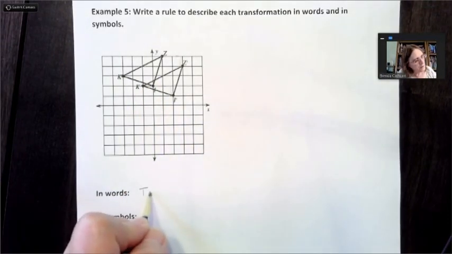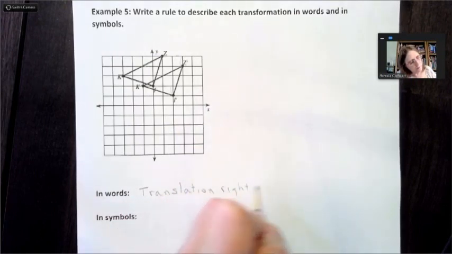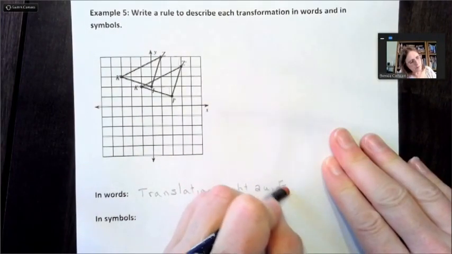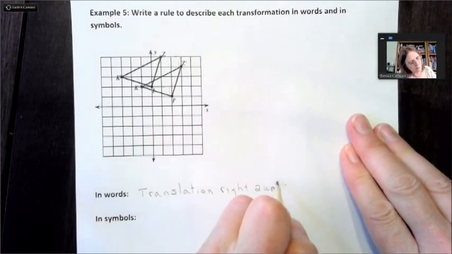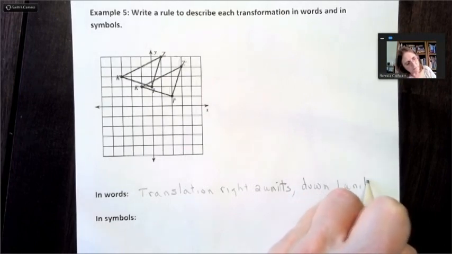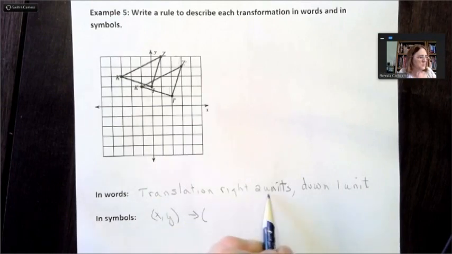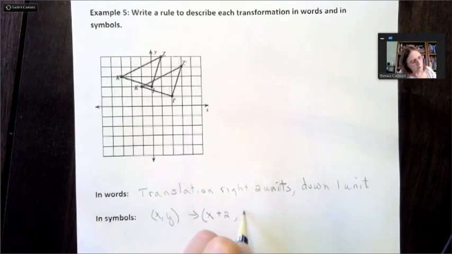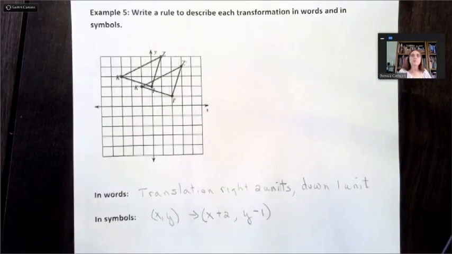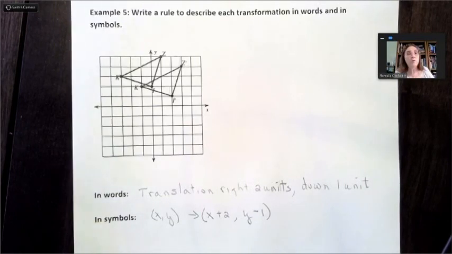So in words, this is a translation. Right 2 units, and down 1 unit. Okay. In symbols, the point x, y, the x coordinate increased by 2 and the y coordinate decreased by 1. And that's our review of transformations, specifically translations and reflections from geometry.